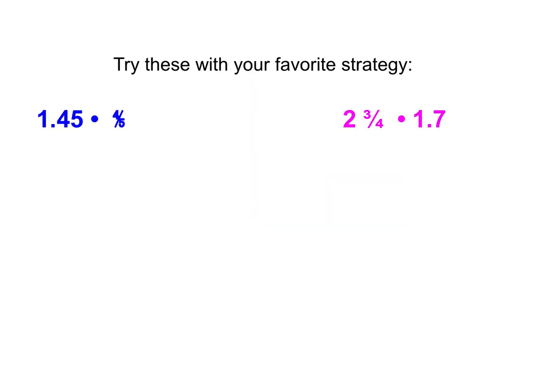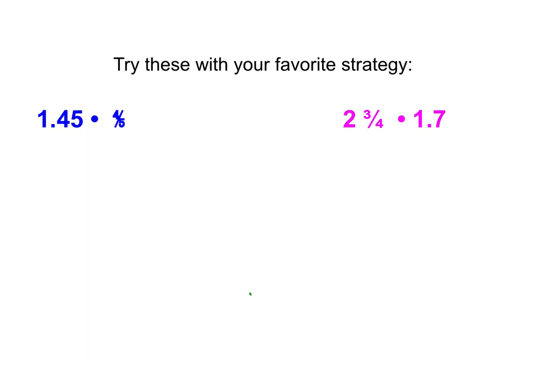Okay, so we're going to try these, and you can use your favorite strategy: partial products, generic rectangle, or standard algorithm. So we have 1 and 45 hundredths times 4 fifths. So we cannot leave that 4 fifths. The first thing we have to do is convert that to a decimal. And the way to do that is your denominator either needs to be a 10 or a 100 or a 1,000 because we have the tenths, hundredths, thousandths place behind our decimal point.